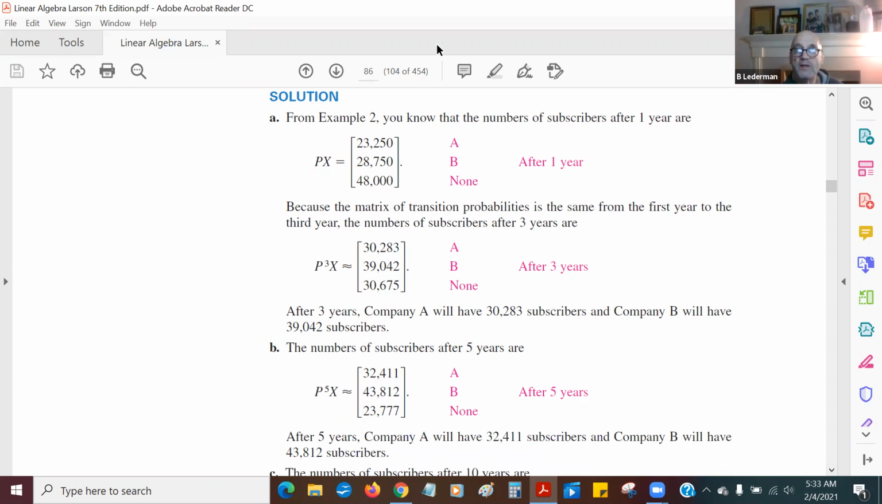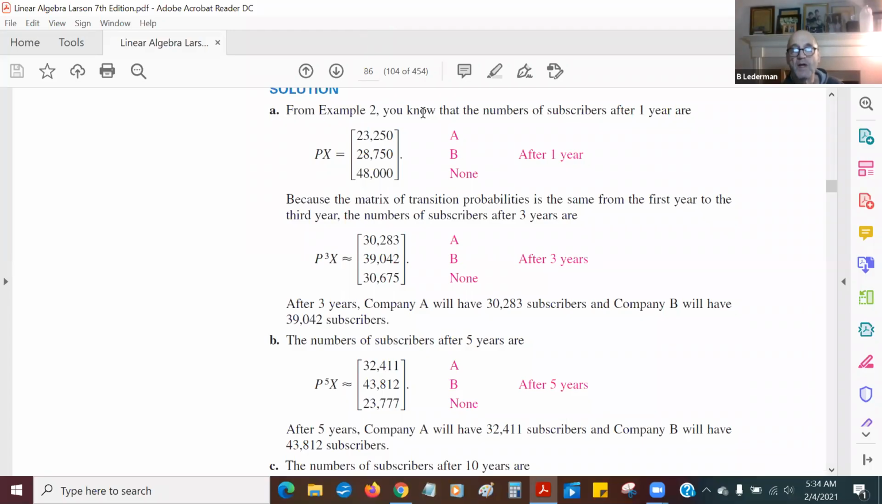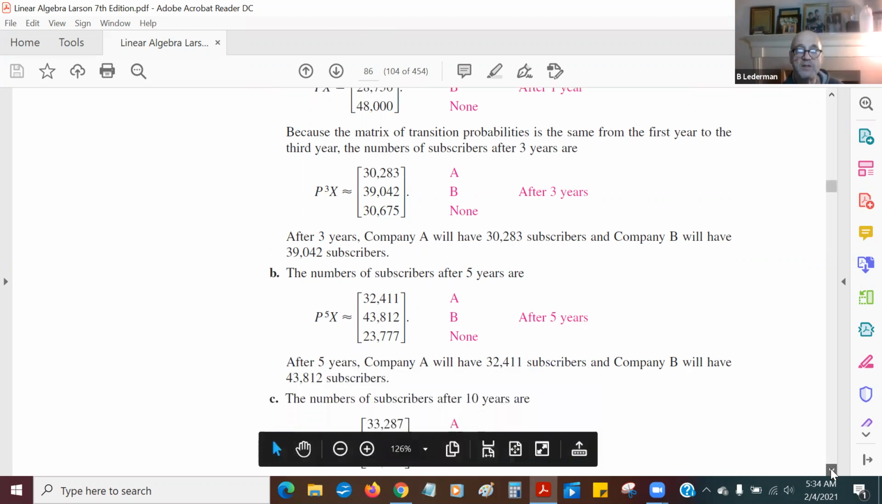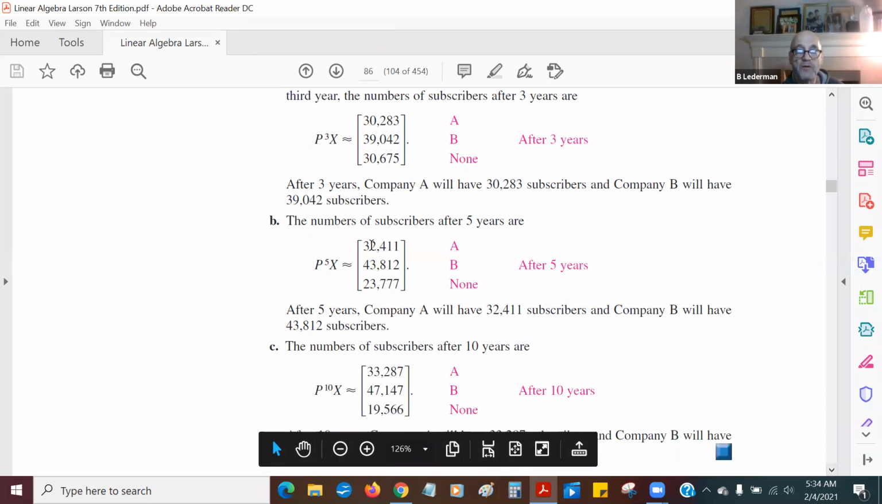Now notice that originally, company A was 15,000 and company B was 20,000. So A jumped up in 1 year to 23,000, and B jumped up to 28,000. Then after 3 years, A is going to be 30,000, which is double what it originally started. B is going to be 39,000, which is close to double what it originally started. After 5 years, 32,000 and 43,000. They're both climbing. But look after 10 years. After 10 years, there's not that much change: from 32 to 33, from 43 to 47.